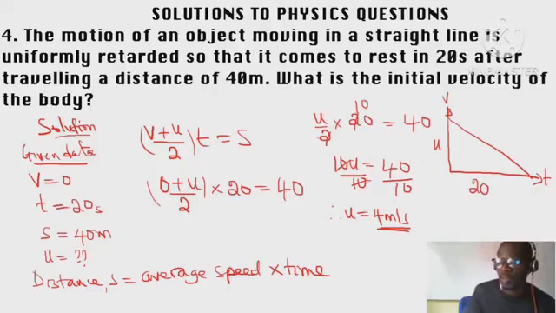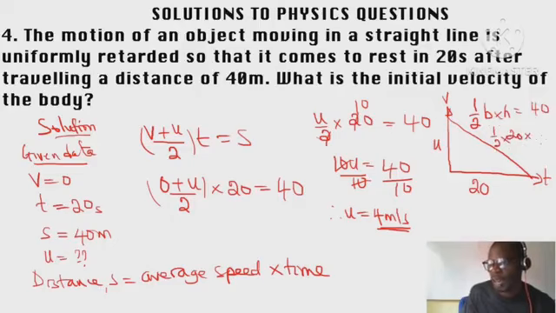So area under the graph is equal to the distance, and this shape is a triangle. That means half base times height equals the distance, which is 40. So you have half times base. The base is 20 multiplied by the height, 8, equals 40. Then from here you can see that 2 goes into 20 ten times.